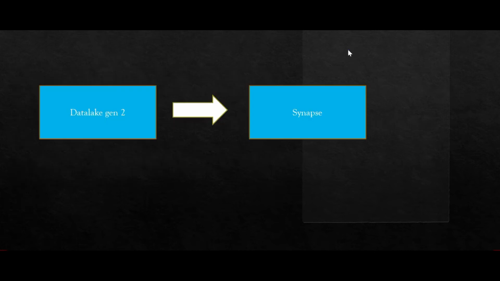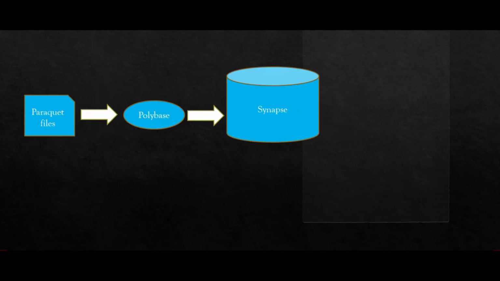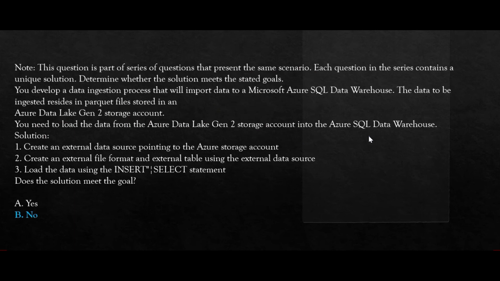So this is what you are required to do: move a Parquet file from Data Lake Gen 2 to Synapse. The SQL data warehouse nowadays is called Synapse. And the right process to do it is plug Polybase to the Parquet files, and then do a CTAS. CTAS is create table as select from something. Hence, in this case, we will lock this answer as no, because it will not suffice the need.